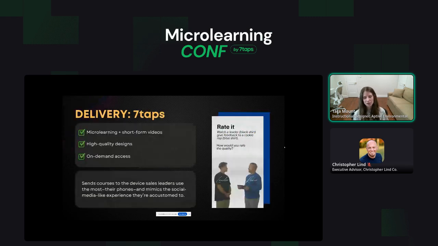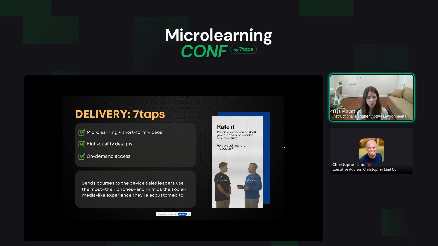So how did we approach this? First thing was we decided our delivery was going to be 7 taps. Part of that reasoning being that it already checks a lot of the boxes that we talked about. It allows us to use microlearnings and short form video content. It makes it very easy to produce high quality designs very quickly, especially when partnered with things like Canva, which my team uses every day. And it gives us that on-demand access.